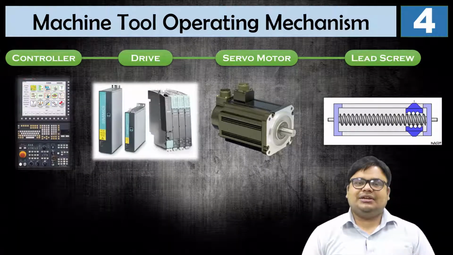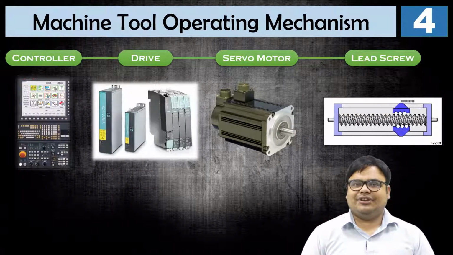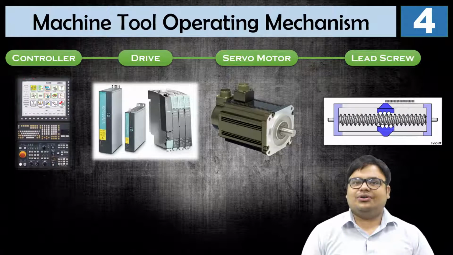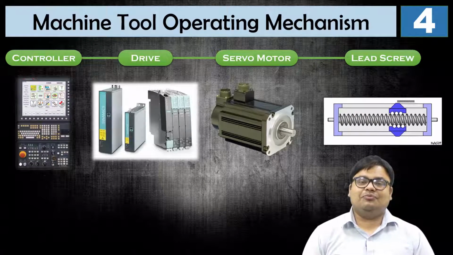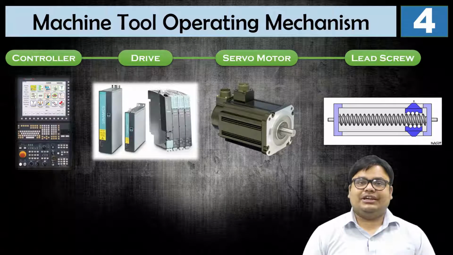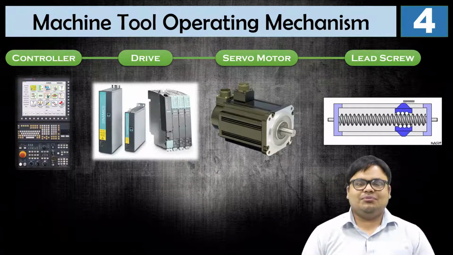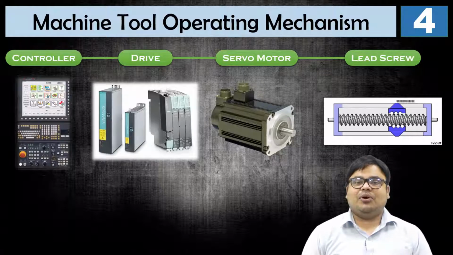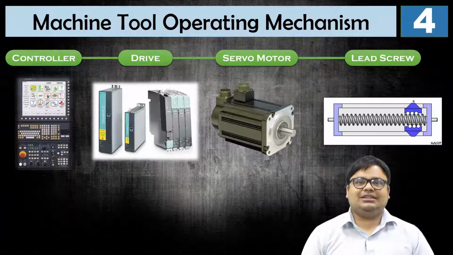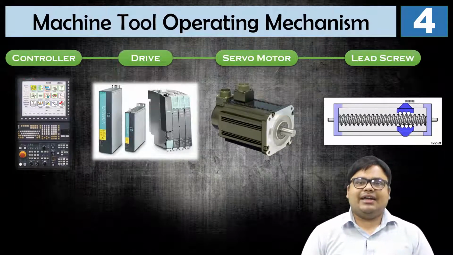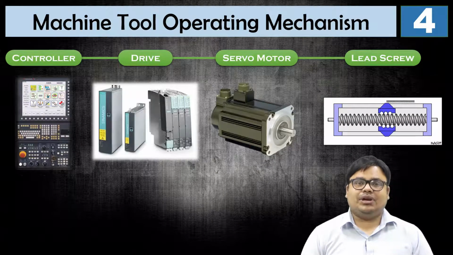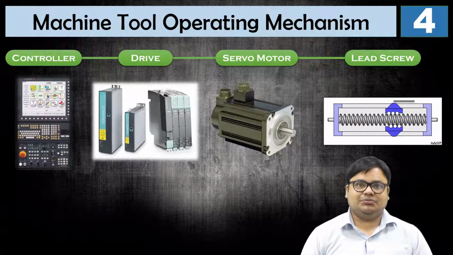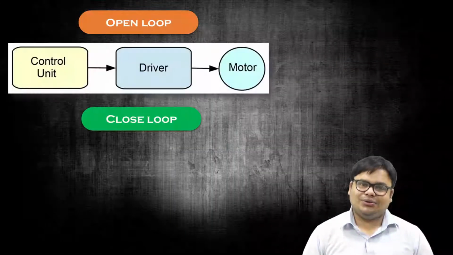Let me tell you one important thing: these drives are very costly. They cost around 1.5 lakhs, 2 lakhs, and even more than that, depending on different versions. So among the electrical and electronic equipment, the servo motors and the driver units are some of the most important and costliest parts of the CNC machine. Now, starting with the open loop system and closed loop system.